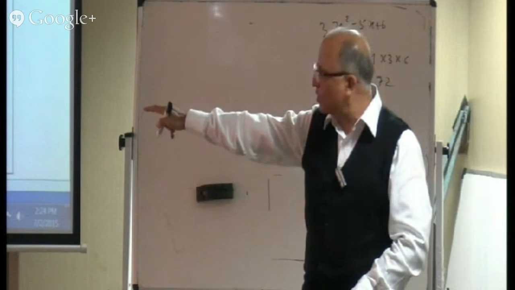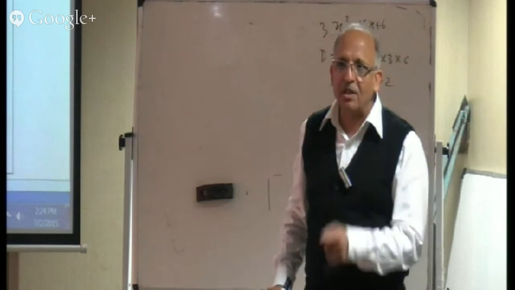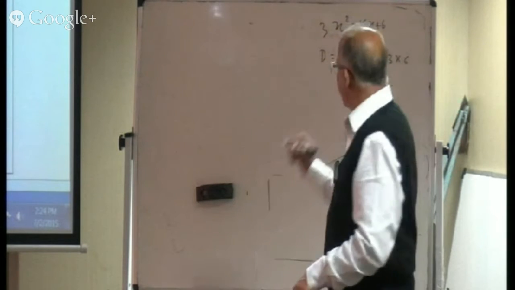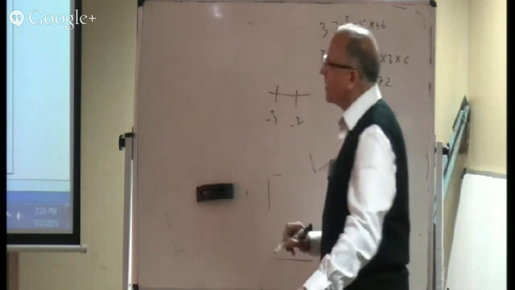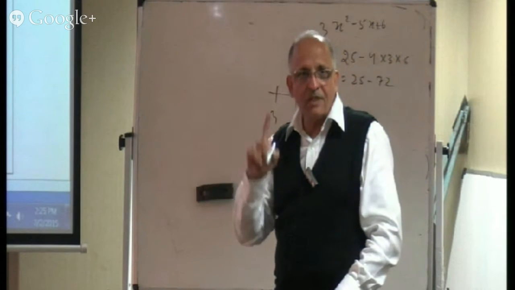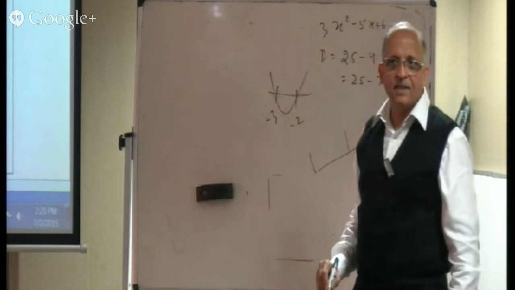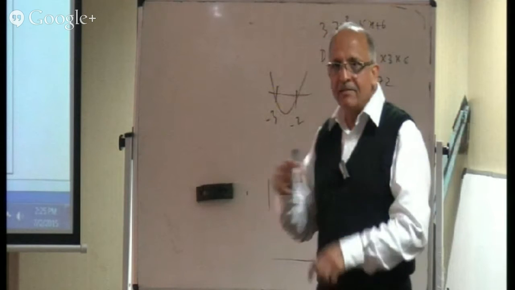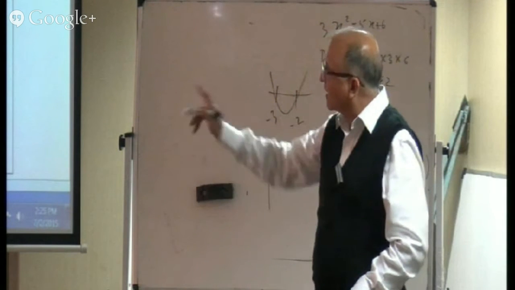But you may also be asked to find out when it is positive and when it is negative. Because the roots are minus 2 and minus 3, you will plot minus 3 on the left and minus 2 on the right. Because x square has a positive sign, it will be negative inside. Something like this will happen. If x square had been negative, it would have been the other way. Similarly, the third you can check.